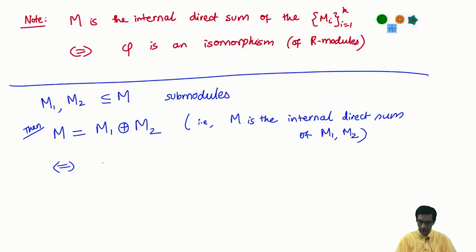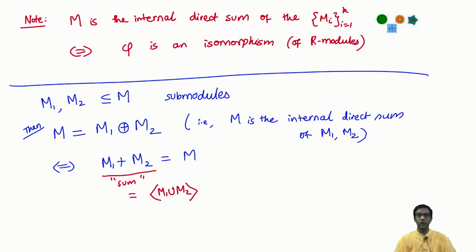Then note the following: M is the internal direct sum can be rephrased as follows, if and only if two things should happen. One, the sum of these modules, M1 plus M2, should equal M. Recall we talked about this general construction of submodules. This is the usual sum of submodules. And what was the sum? You take the union of those two, M1 and M2, and look at the smallest submodule of M generated by the union. That was the definition of the sum.